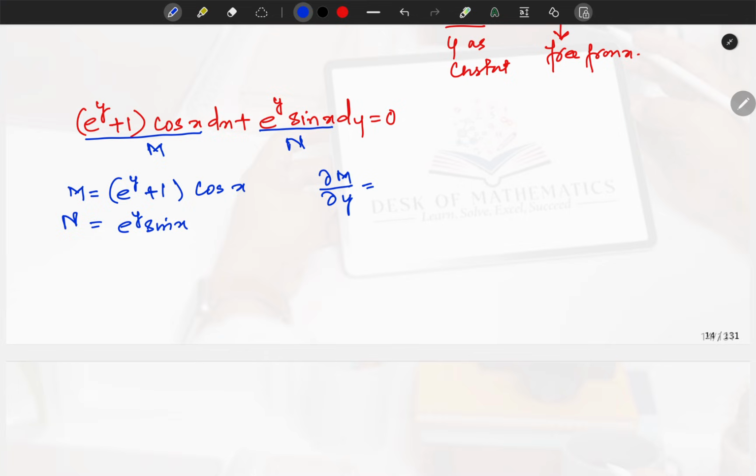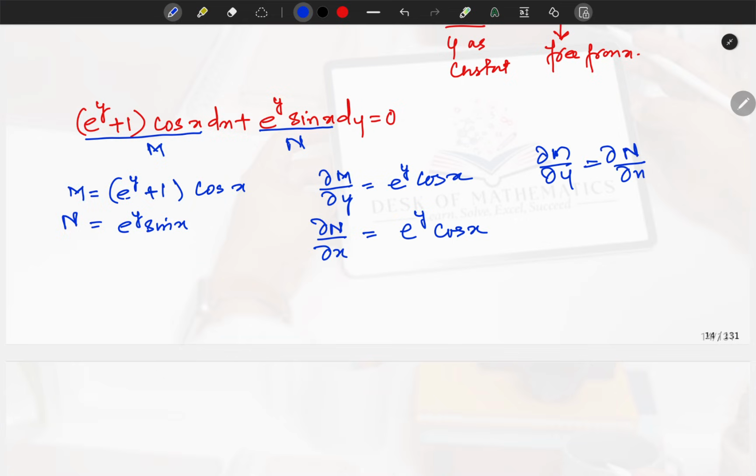So when you write dou M by dou y, you have to differentiate only this e raised to power y, making the others constant. So it will be e raised to power y cos of x, since the differentiation of e raised to power y is e raised to power y. And dou N by dou x: differentiate with respect to x. The differentiation of sine is cos, so it will be e raised to power y cos of x. So now you can check that dou M by dou y is equal to dou N by dou x. So it implies that our differential equation is exact.